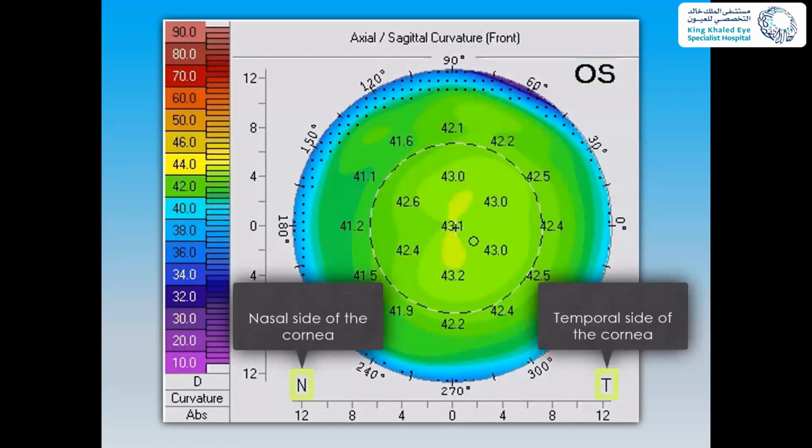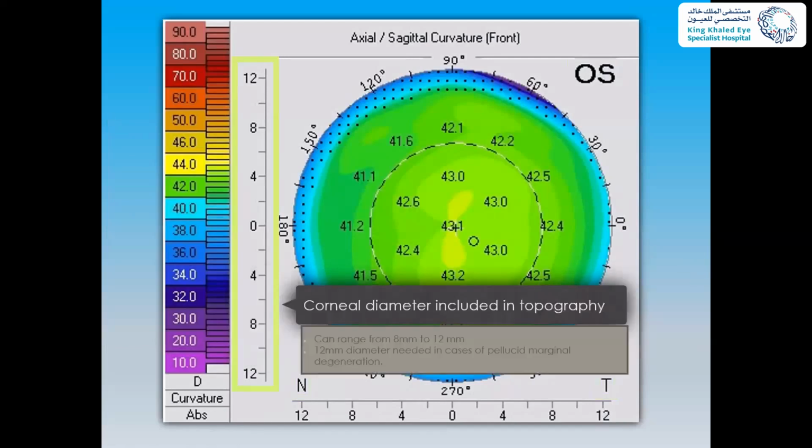Left eye, we have to look. T means temporal, we know very well, and N means nasal, and this tells you about the diameter, how much of the cornea is being computed, and it could be 8 or it could be 12 or anything in between. So you need a bigger or larger diameter assessment if you are looking for pellucid marginal degeneration.